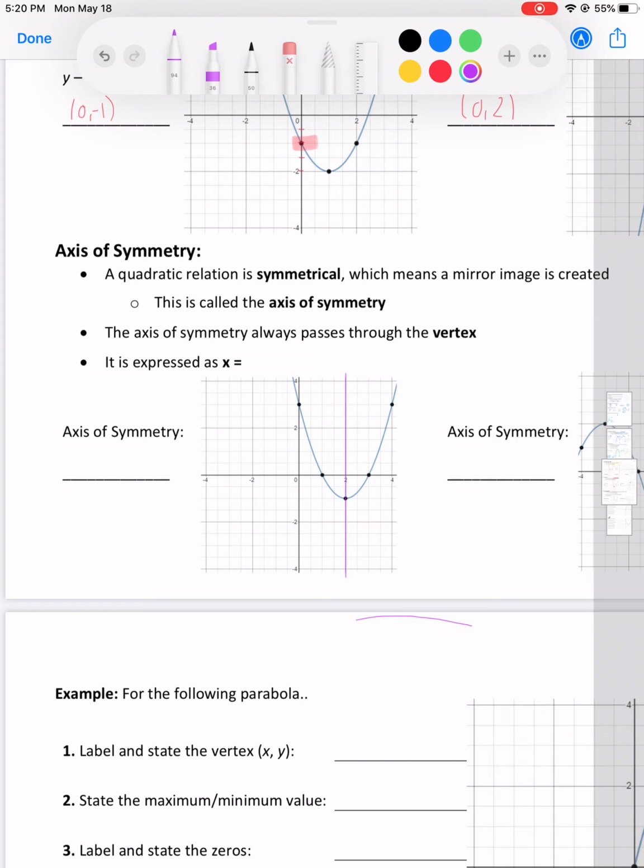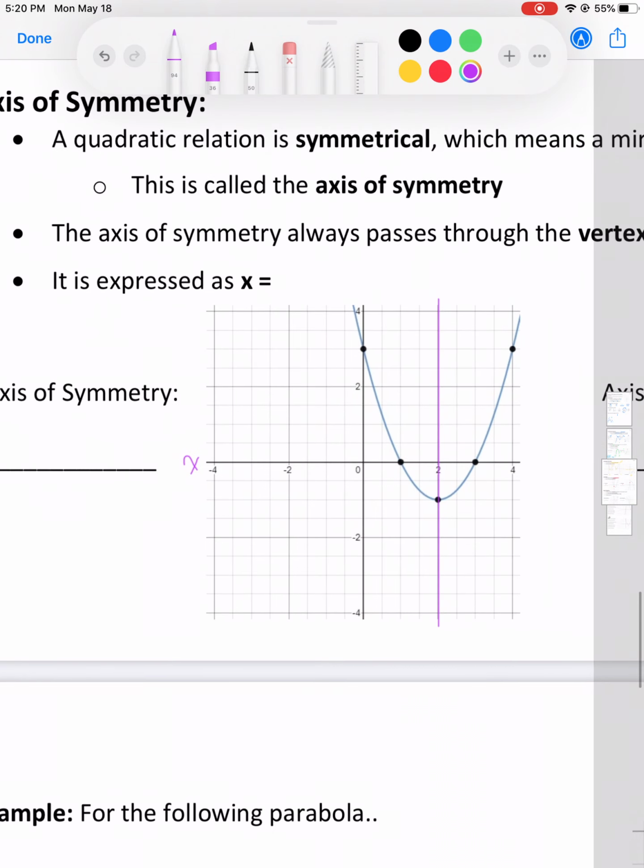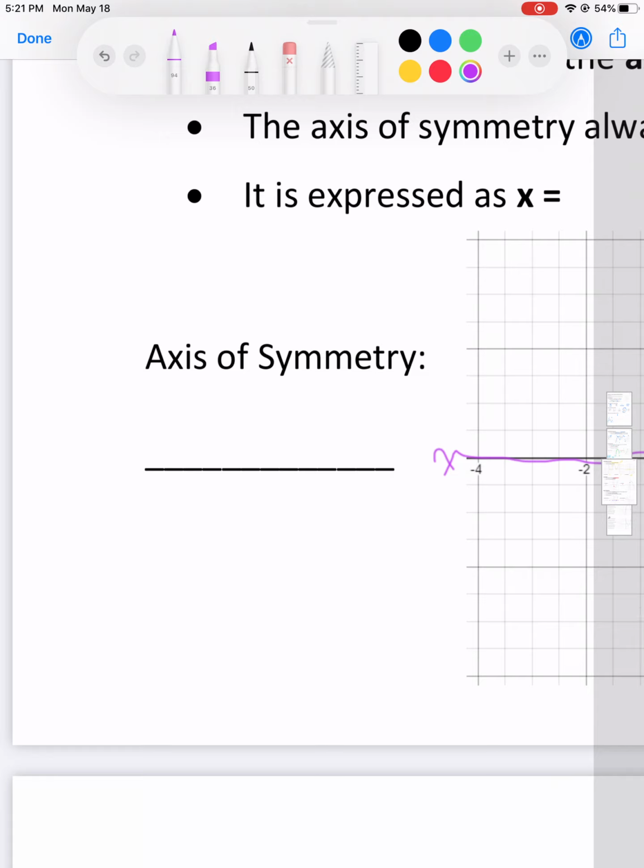So it is expressed as x is equal to what? So this has to deal with our x value. So where on our x line, so right here, does our parabola change direction? Well, it changes at 2. So all we're doing is x is equal to 2. Okay?